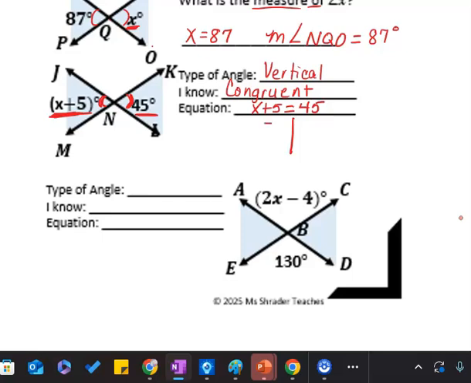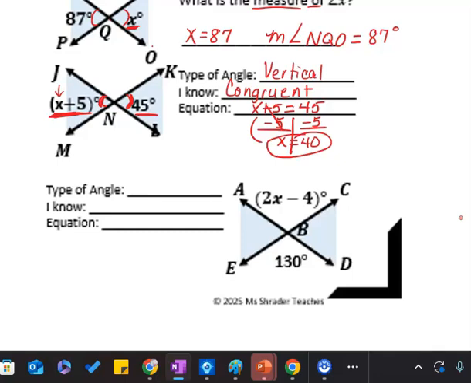So I'm going to subtract 5 from both sides. Bring down my x. 45 minus 5 is 40. So the value of x is 40. Now that's not the measure of the angle, remember? That's just the value of x.